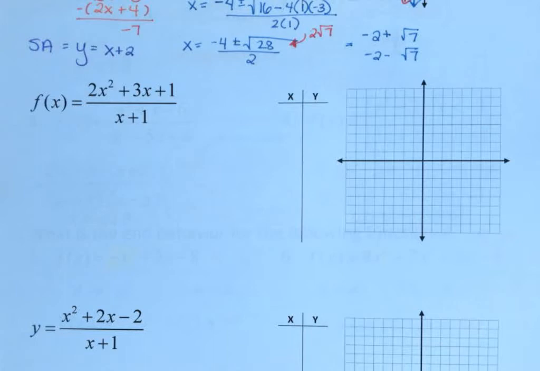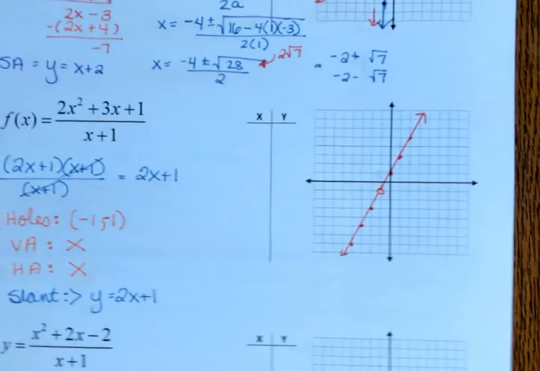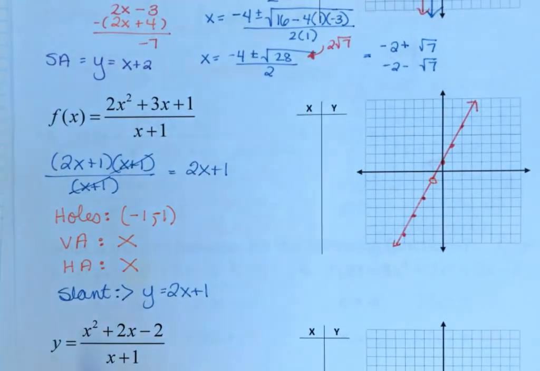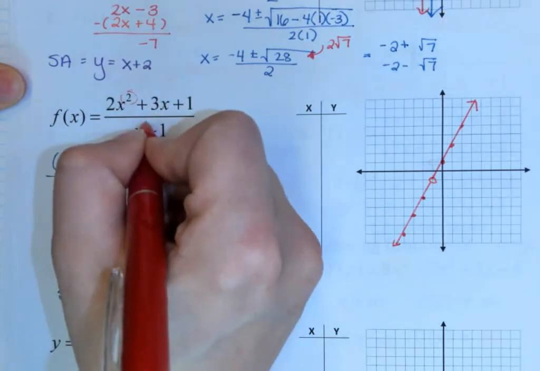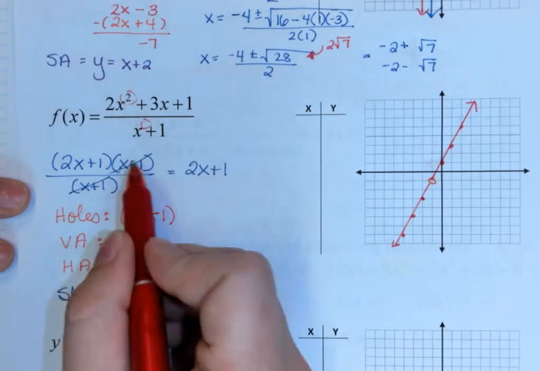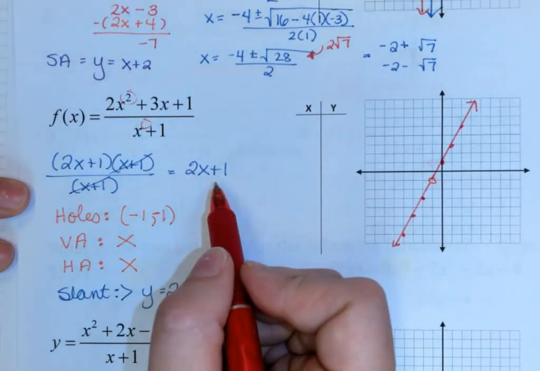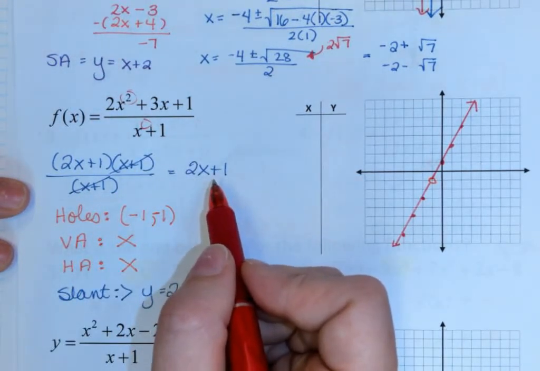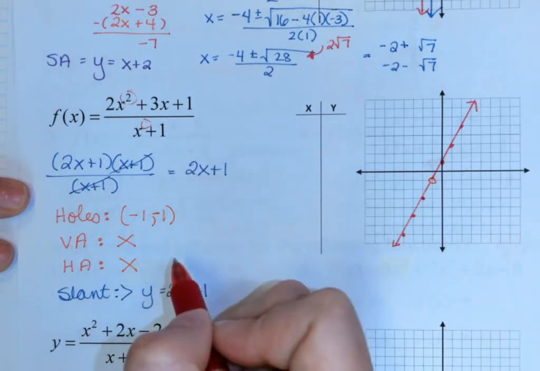So, did you have any holes or vertical asymptotes? You have a hole. Where is the hole? Negative 1. Do you have any vertical asymptotes? Do you have any horizontal asymptotes? Do you have a slant asymptote? We do have a slant asymptote. The degree of the top is exactly 1 more than the degree of the bottom. Yep, and if I were to divide it through, I just get 2x plus 1. So that is a slant, and it's your simplified equation.